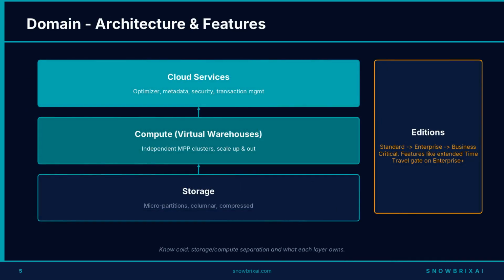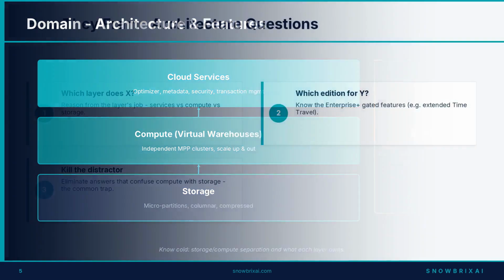Let us walk each domain, starting with architecture and features. This is the heaviest domain, so we give it real attention. They test the 3 layers, the additions, the object model, and what makes Snowflake different from other warehouses. Notice cold storage and compute are separated. Virtual warehouses are the compute, and the cloud services layer handles the optimizer, metadata, and security. One more thing that trips people up, editions matter. Features like extended time travel only unlock on Enterprise Edition and above. If you can explain the 3 layers to a friend, you have most of these points.